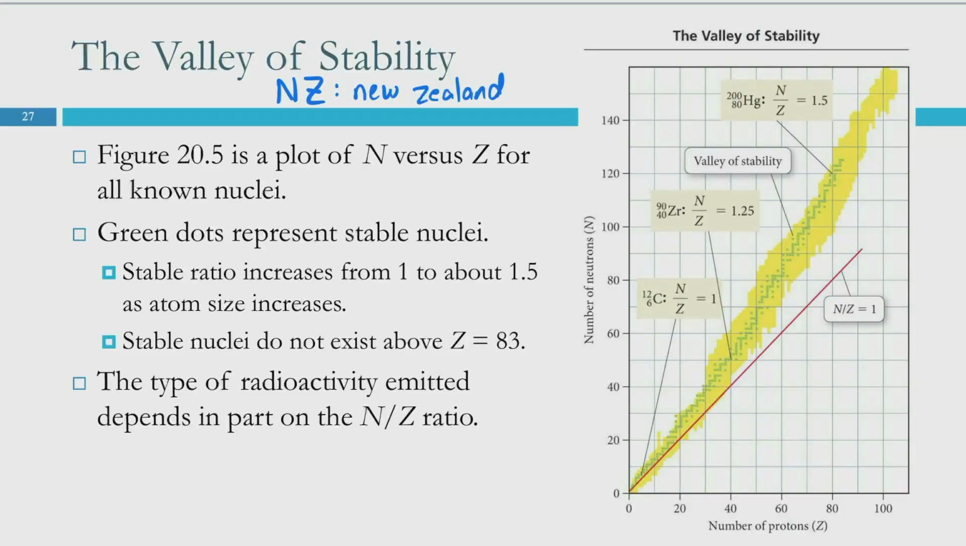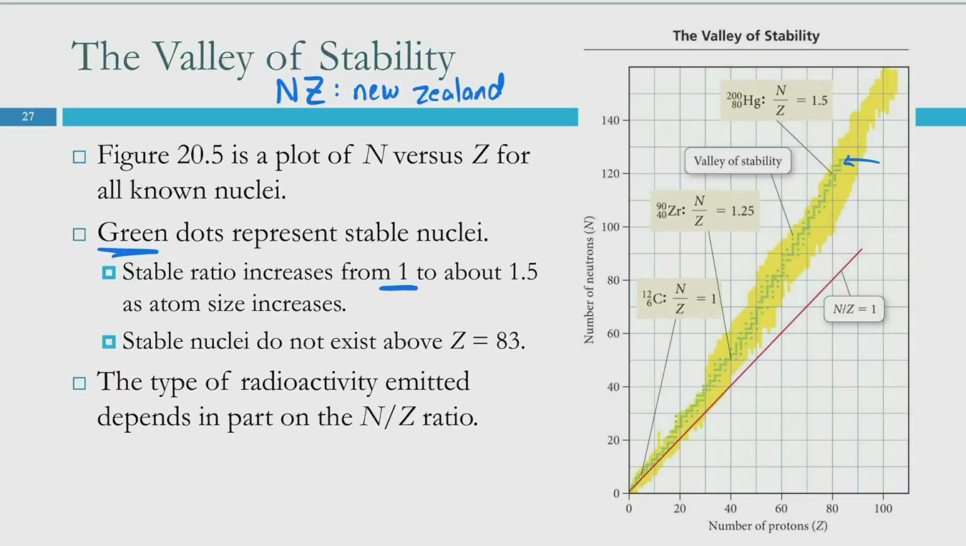You can plot the number of neutrons versus the number of protons for all known nuclei. So our y-axis on this graph is the number of neutrons. Our x-axis on this graph is the number of protons. And we've got these yellow dots. It's like a big grid. The yellow dots represent a lot of the known nuclei that exist. And the green dots, in this little middle bit, those are stable nuclei, meaning they don't undergo radioactive decay.